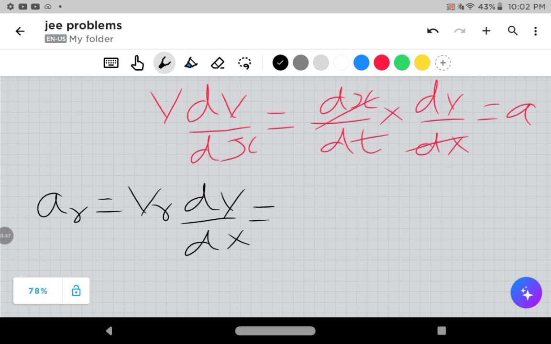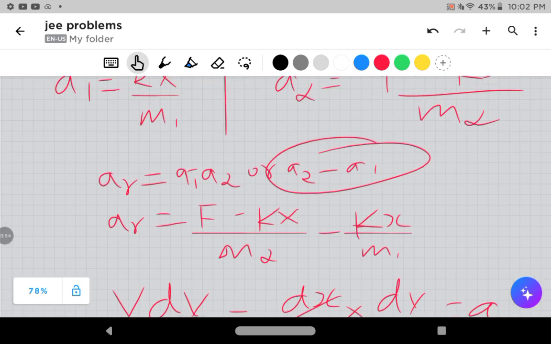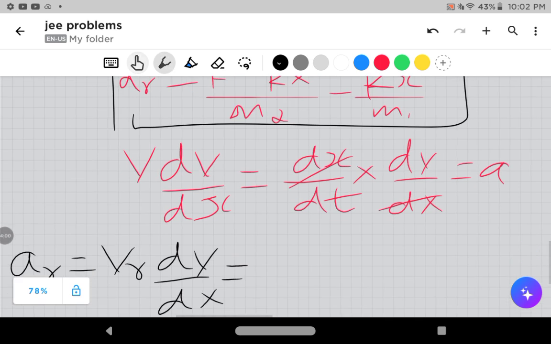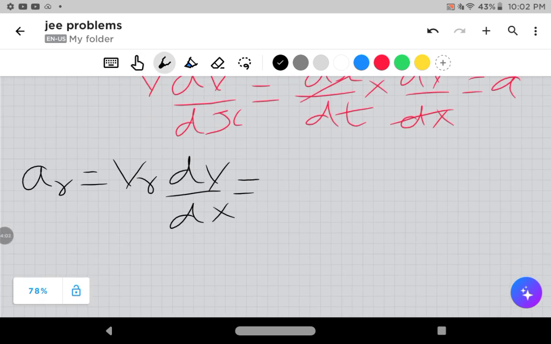Then what should I write? This is equal to, already I have an equation for AR. This is the equation that I have for AR, right? So just plug it into the equation, which is equal to (F minus kx) by M2 minus kx by M1.